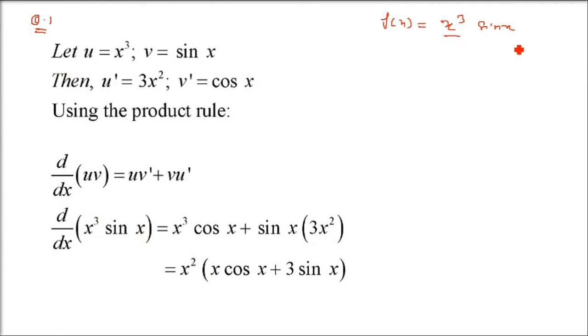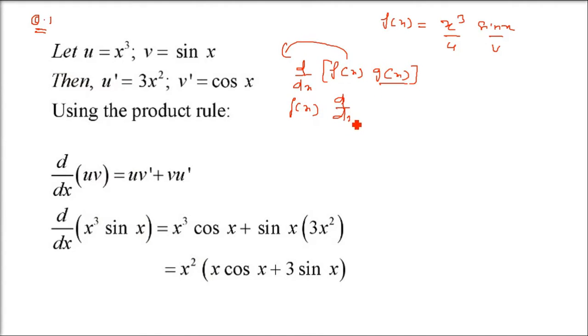So when x cube and sin x are there, we have the derivative of x cube and of sin x also. So we'll use the product rule in order to solve it. We assume the first to be u and the second as v. Say f(x) and g(x) are u and v. So we'll take f(x) outside and differentiate g(x), d by dx of g(x).